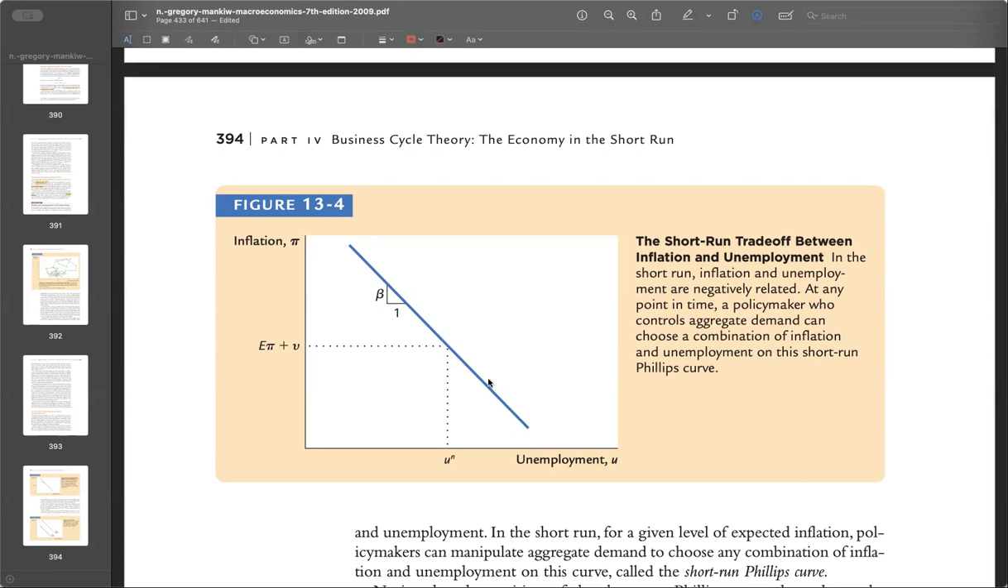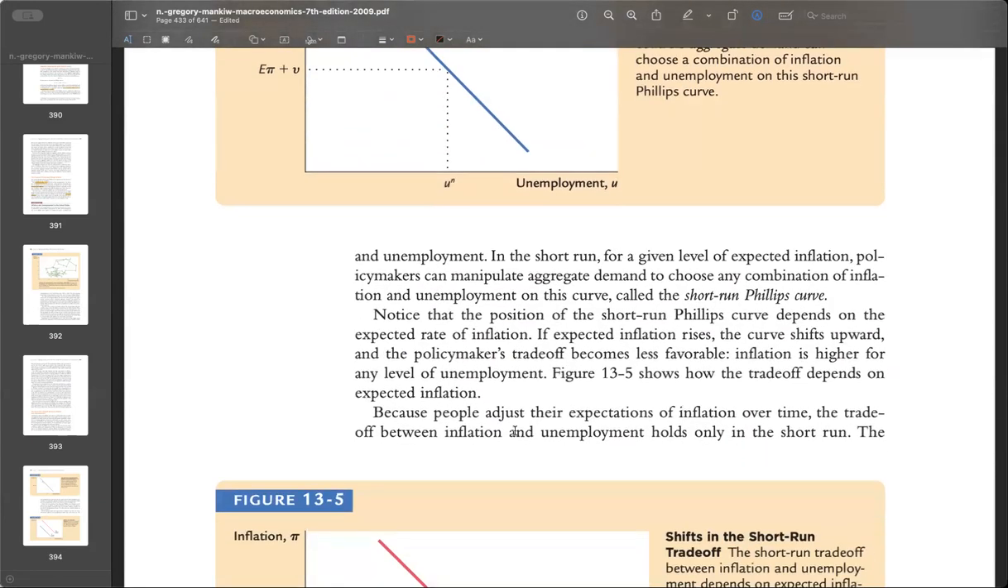And remember that a high unemployment means slack in the economy, slower or lower GDP or output. Then that means you have a lower inflation, right? Lower than expected inflation plus nu, or the supply shock. So this line here reflects this short-run trade-off.